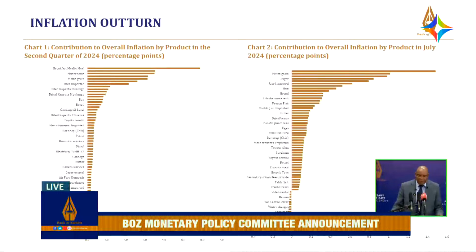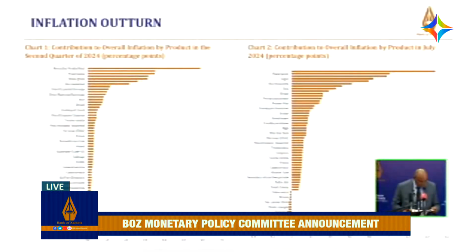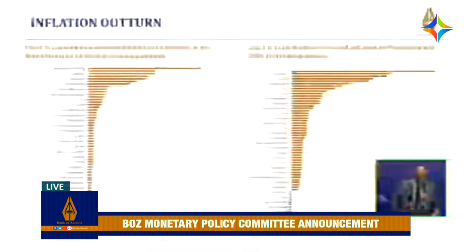So what you see here, if it is really enlarged, the line that is protruding on both charts, the top one is referring to breakfast meal, which is the maize meal, which is common in the country as a staple, followed by mushrooms on the left-hand side, and the other vegetables and the food items.